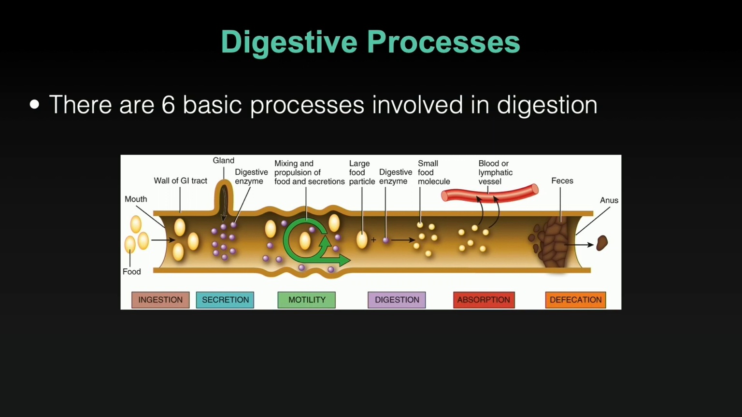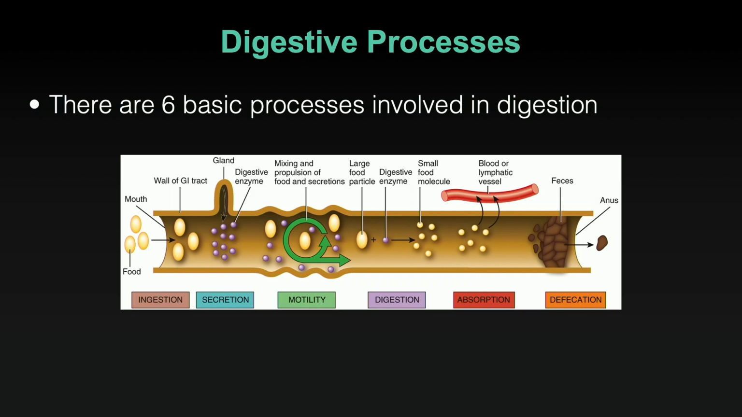So digestion is the point. Absorption really puts the digestive system to work. Without absorption, we wouldn't have the ability to harness energy from the food that we take in. And then anything that's left over is released. Defecation describes that process of eliminating substances that aren't required by the body.